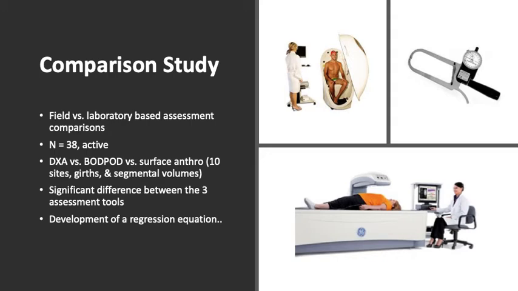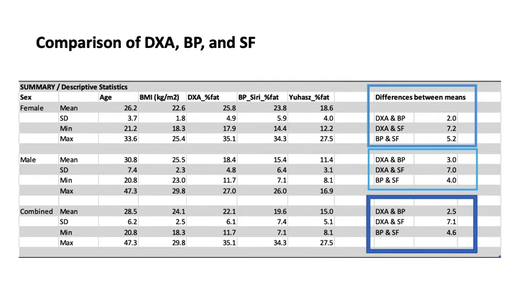They each did a DEXA, they each did a bod pod, and they each had surface anthropometry done at 10 sites. We also did girths and segmental volumes. What we saw was that there was a significant difference between the 3 assessment tools, as we predicted. And this led to the development of a regression equation for which, if someone is tested with the DEXA, you put those values into a regression equation and it will predict what the score would be on surface anthropometry or bod pod. This slide showcases the results from the study.